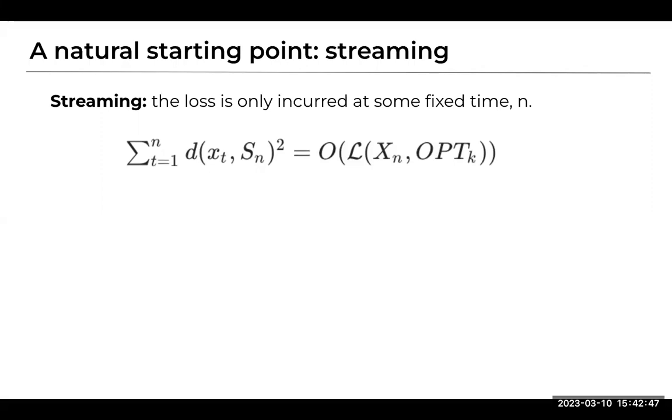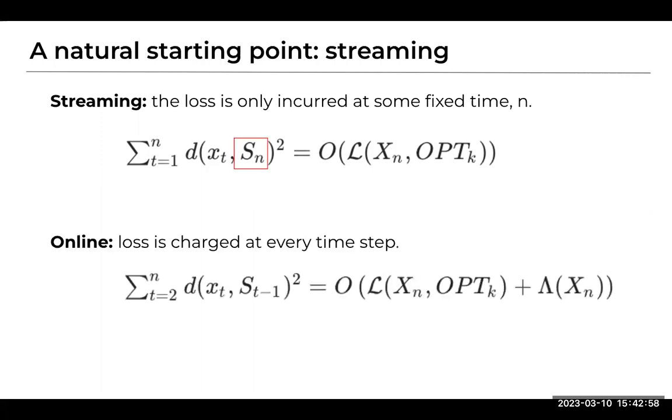This setting I'm looking at is special because you pay loss before you get to adjust your centers. There's tons of other settings that are differently structured, and one of them is called the streaming setting. In the streaming setting, the loss function looks very similar to ours. Ours is the online setting where you get charged a distance from x sub t to s sub t minus 1, s sub t minus 1 being your set of centers at time t minus 1. In the streaming setting, you fix some time n, typically really large, and at time n you take the whole clustering loss of your entire data set with respect to your centers at time n and measure it against the best possible thing.